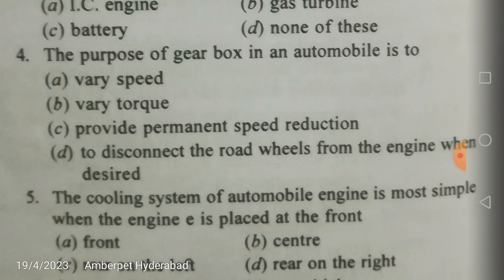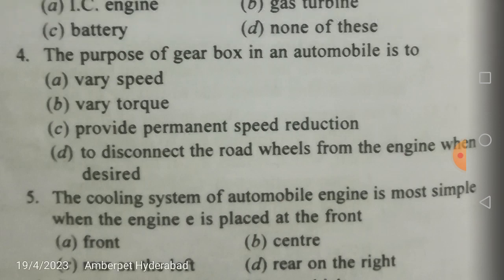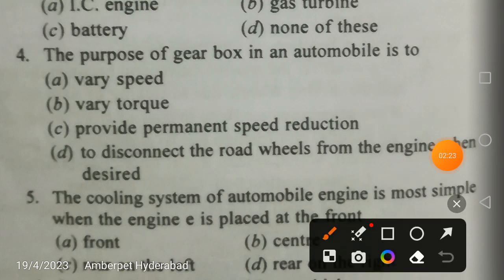So power is equal to 2 pi NT by 60,000. Power of any rotating machine is equal to 2 pi NT by 60,000. N is the speed in RPM, T is the torque under which it is acting. So T will be in Newton meters and N will be in RPM. If the torque is increased, speed will decrease. If the torque is decreased, the speed will increase. But here your gearbox actually provides a permanent speed reduction, that is first gear, second gear, third gear, like that, and neutral. Correct answer is C.